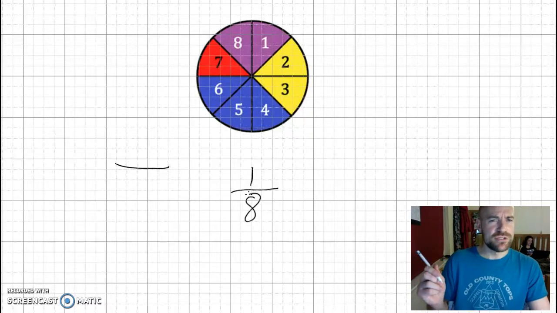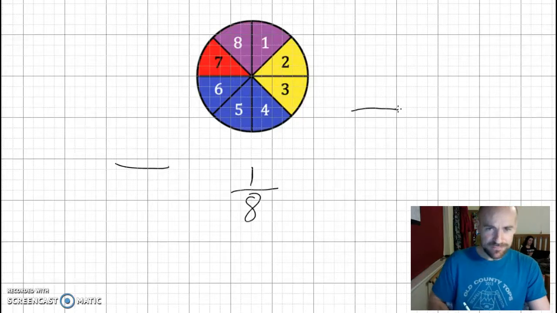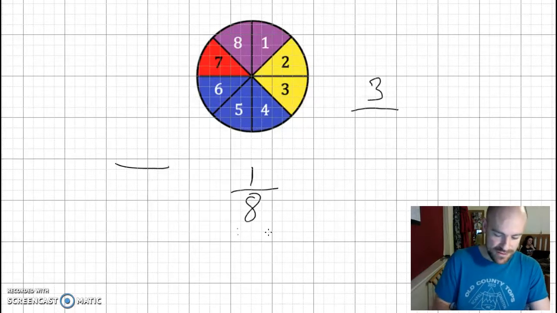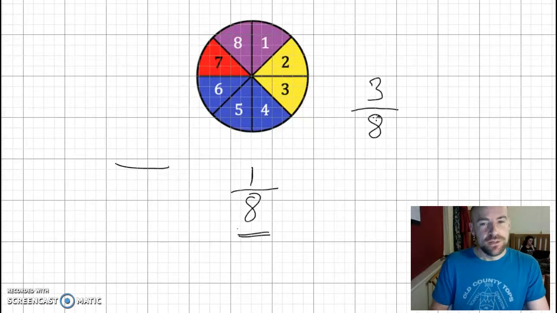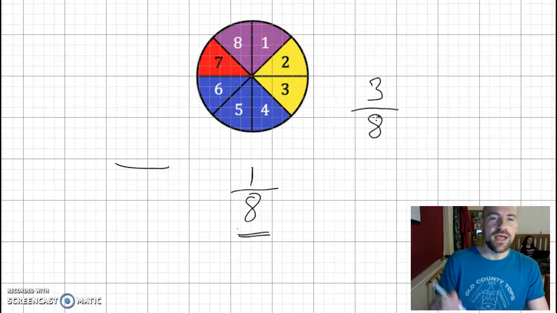Now let's have a look at, say, landing on a blue option. So again, sort out your fraction. How many blue options are there? Well, there's 3. Okay, how many options altogether? Well, it's the same as when we were doing it for 7. So we've got 8 options altogether, and there you go. 3/8 is the probability of landing on a blue segment when you spin this spinner. And you could do this for any of the options. So let's say if we wanted to do purple, then the same would apply.